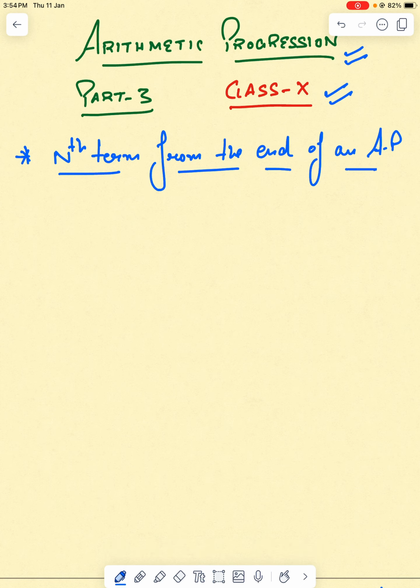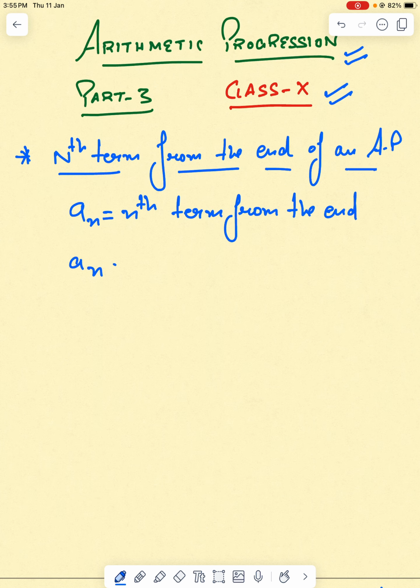This is simple. See, in order to find the nth term from the end of the same sequence that contains n terms, your an, that is nth term from the end, will be like this. From the beginning we have a plus (n minus 1) into d. This is the nth term from the beginning, right? So follow the same rule.